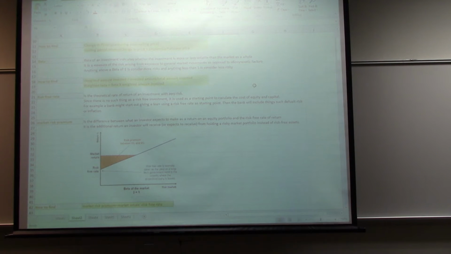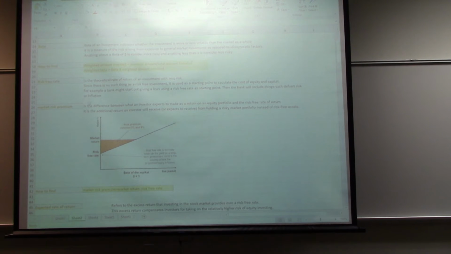And we have risk-free rate, and this is the theoretical rate of return of an investment with zero risk. Since there is no such thing as a risk-free investment, it is used as a starting point to calculate the cost of equity or capital. For example, a bank might start out using a risk-free rate as a starting point and then might add on other risks, just more of a reference.